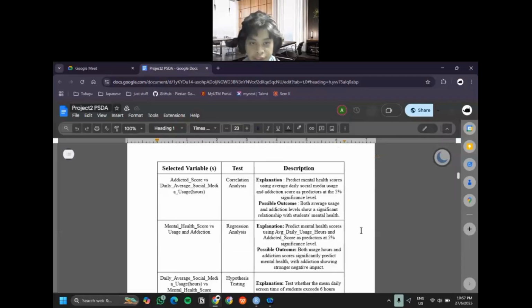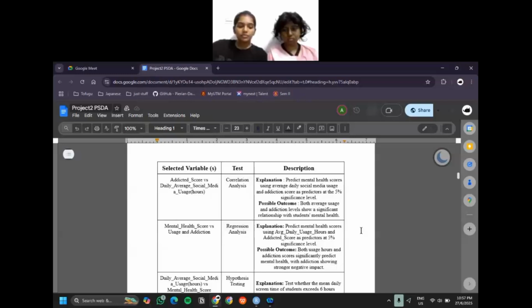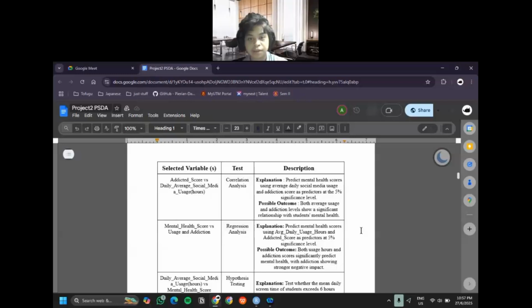For correlation analysis, we selected addicted score with daily average social media usage by hours. Basically, it tests the relationship between average daily social media usage and addiction score at the 5% significance level. The possible outcome is that both average usage and addiction level show a significant relationship. The second test is regression analysis.